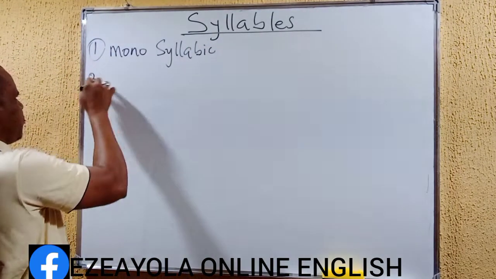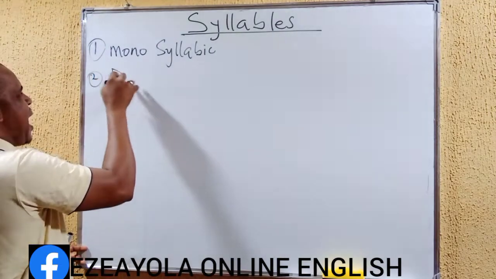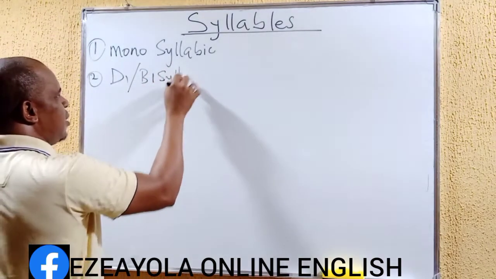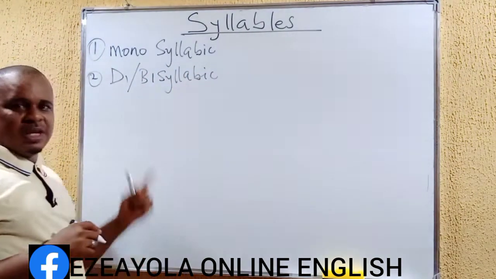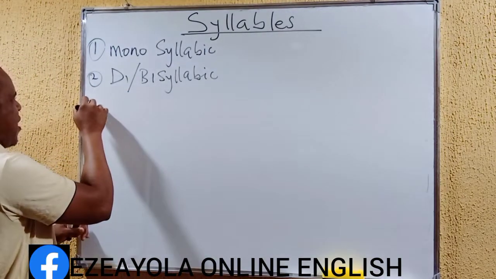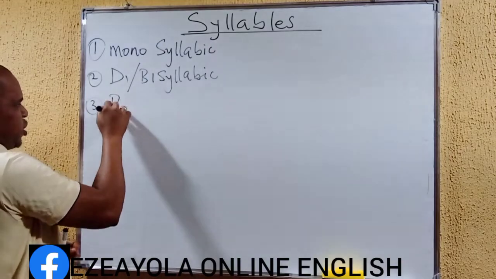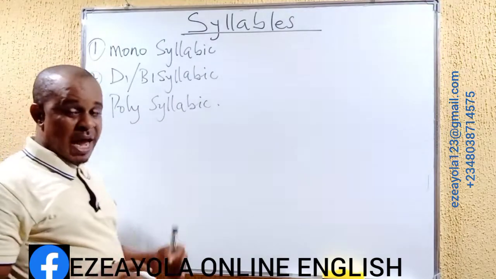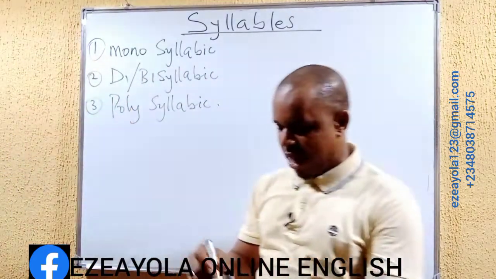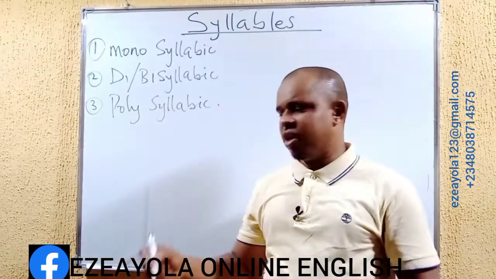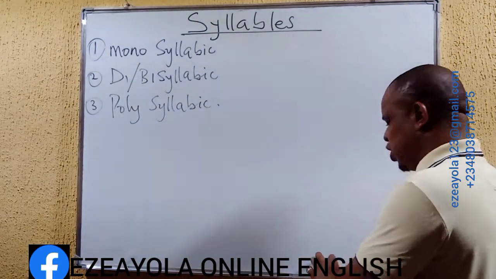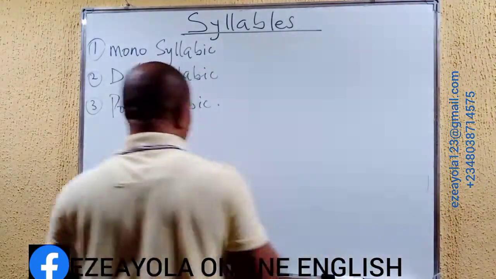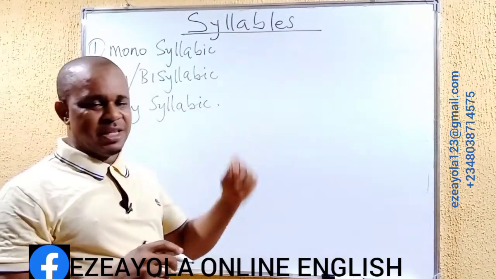Number 2, we have the di or bisyllabic words. And finally, we have the polysyllabic words, okay? We shall take our time to talk about these different types of syllables we have in the English language. Now, when we talk about the first one, which is the monosyllabic, how do we even look at the monosyllabic words?